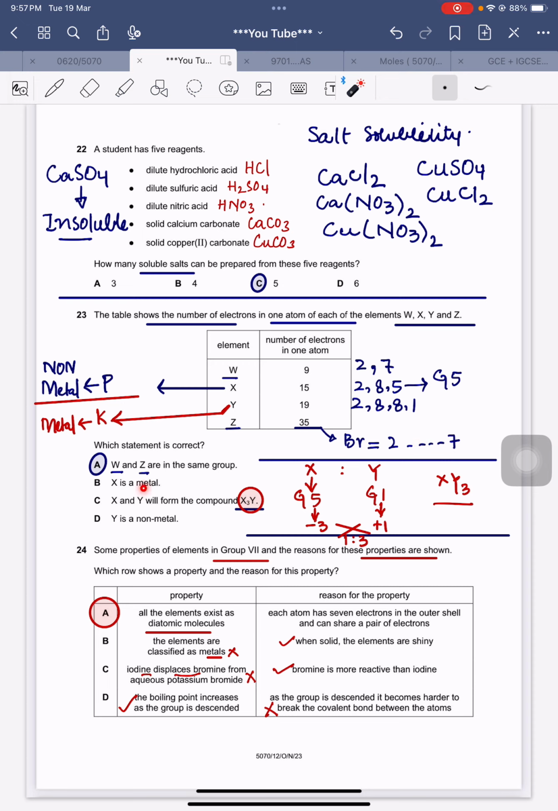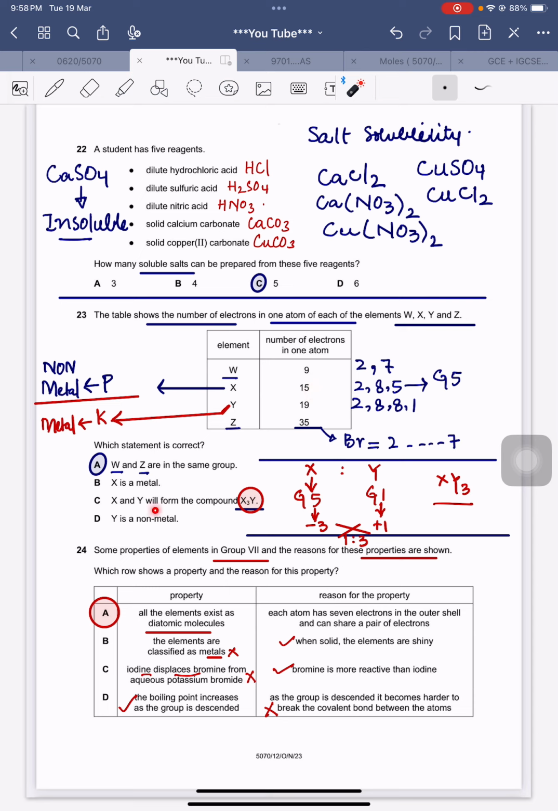What about X is a metal? No, X is not a metal. We have just seen that it is 2, 8, 5. 5 means it is part of group number 5, hence it is not a metal. So B is a wrong option.